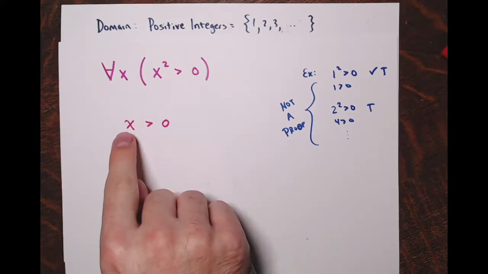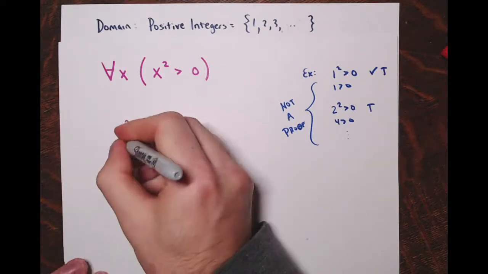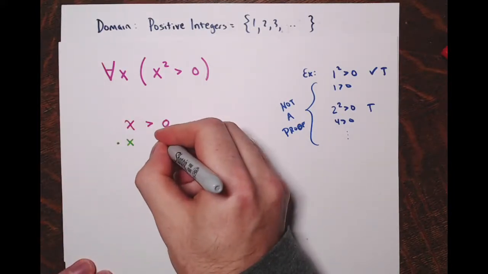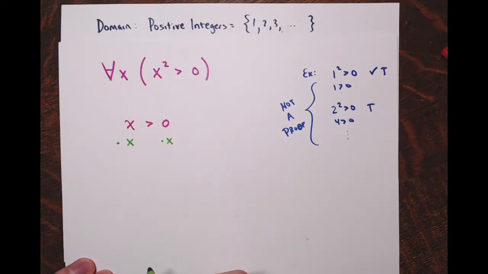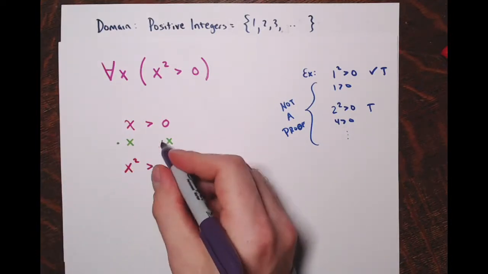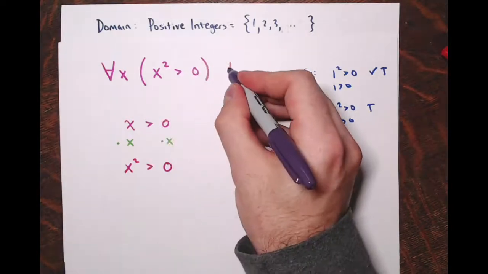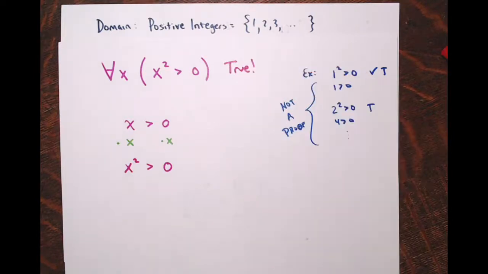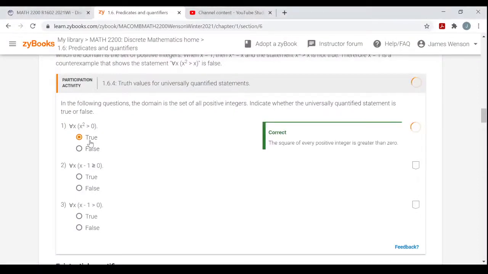And then since x is a positive integer, multiplying both sides by x won't change the inequality. And that gives me x squared on the right is greater than any number times 0, which is 0. And oh look, that's the statement. This is true. This is a true statement for any positive integer. All right, so that's true.